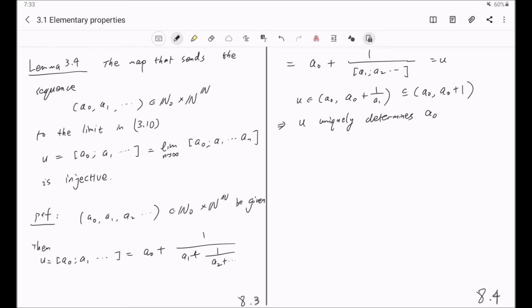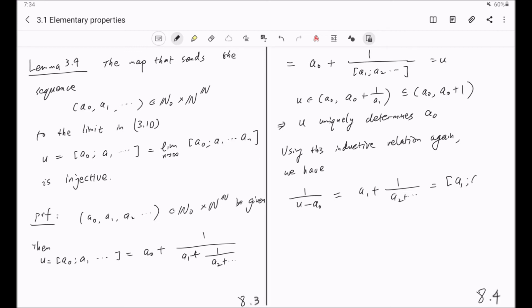And using this inductive relation again, if you manipulate this a little bit, what you get is that 1 over u minus a0 is equal to a1 plus this thing, which is the infinite continued fraction starting from a1.